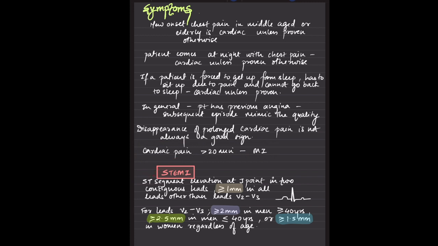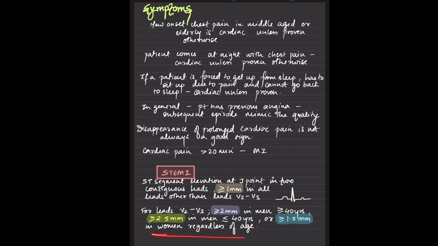When will we call an ST elevation MI? Very, very, very important, basic. ST segment elevation at the J point in two contiguous leads, other than V2, V3, of more than 1 mm. For V2, V3, we see whether it is a male or a female. If it is a male, age is very important here: more than or equal to 2 mm in men who are 40 years or more, or, if less than 40 years, more than 2.5 mm.